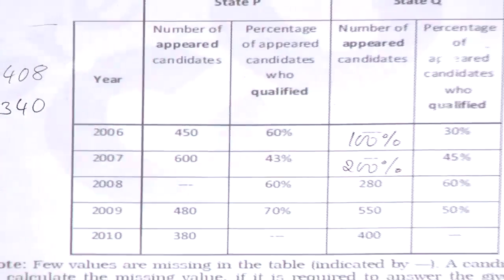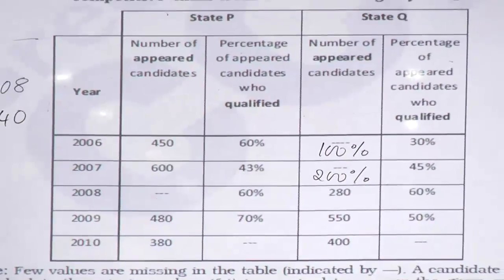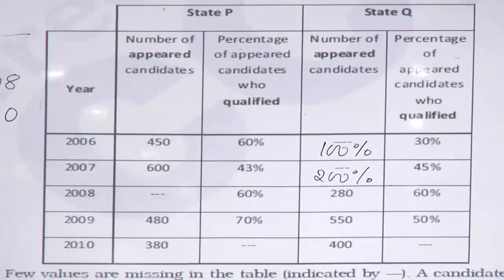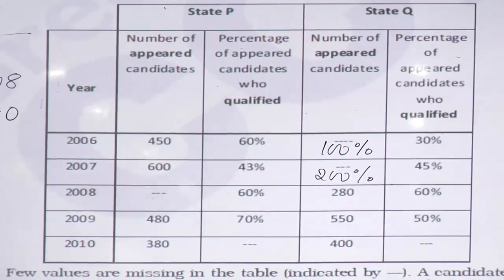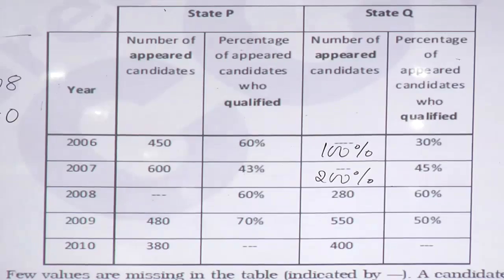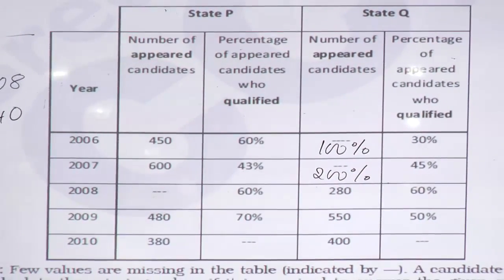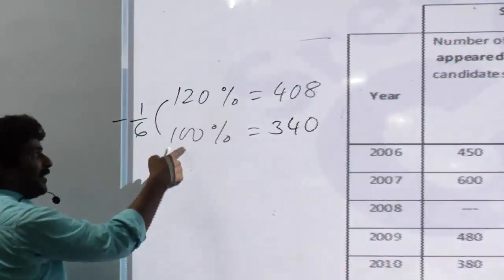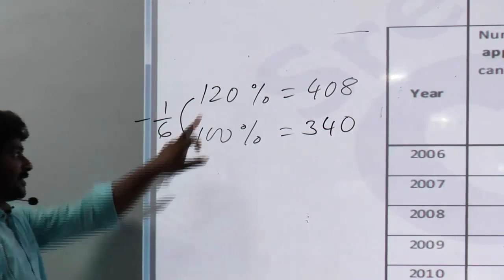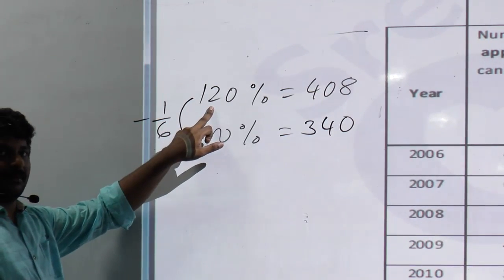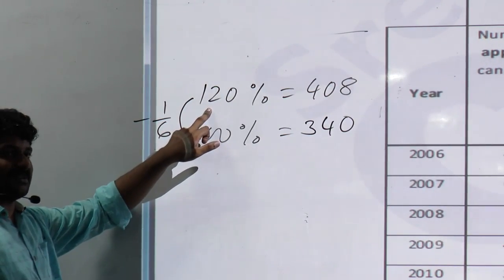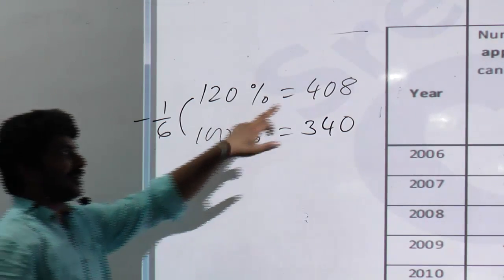Next. Otherwise you can go for answer to question. Otherwise you can subtract 1/6 of this number, then you will get 100. What is 1/6? 20. Subtract 20 from this, 100. What is 1/6?